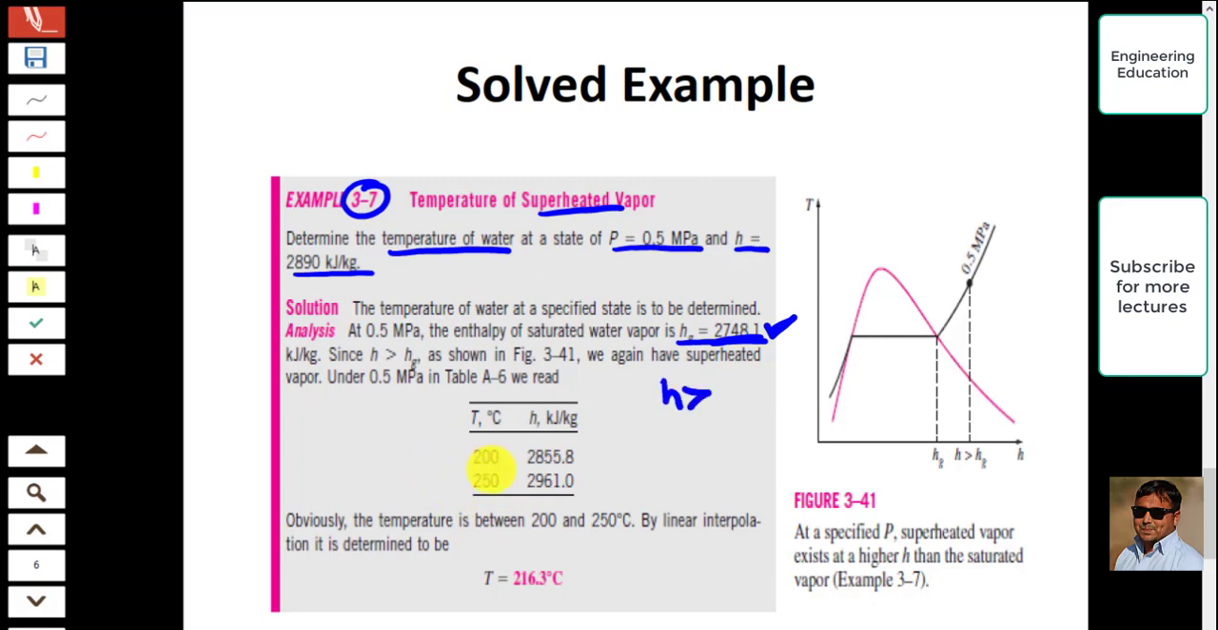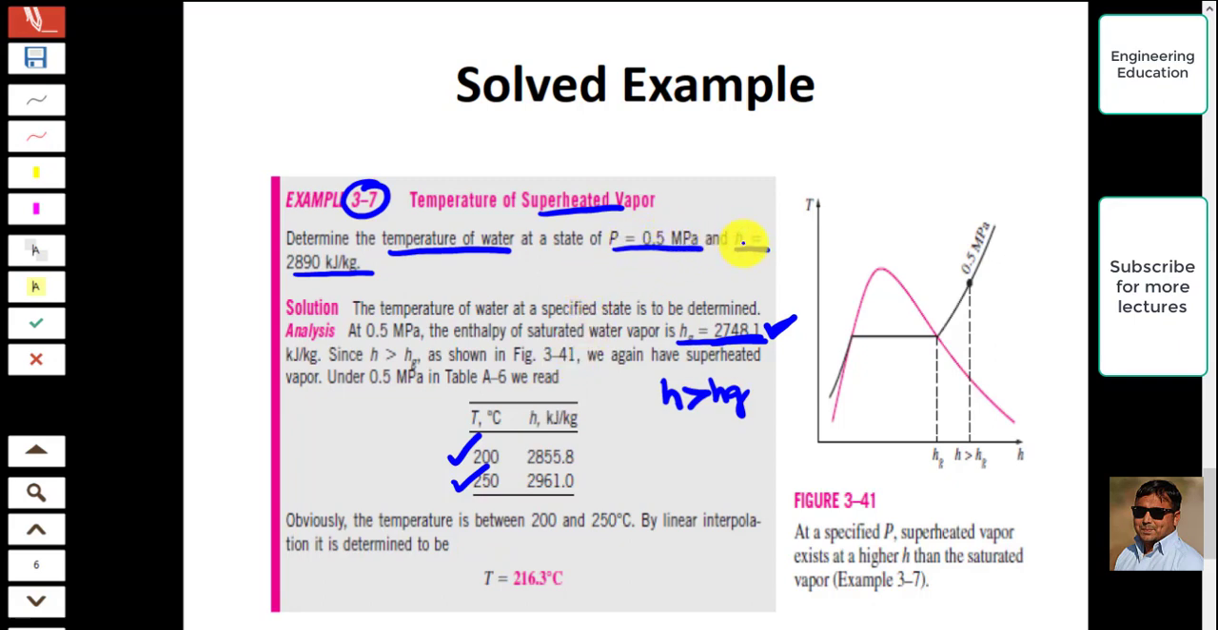So visiting the table of superheated steam, we have temperature 200 degree centigrade and temperature 250 degree centigrade. At these temperatures, we have specific enthalpy values of 2855.8 kilojoule per kilogram at 200 degree centigrade, and 2961.0 kilojoule per kilogram at 250 degree centigrade. The given value, 2890, lies in between these values. So we will use the method of linear interpolation, by which we can find the missing temperature.